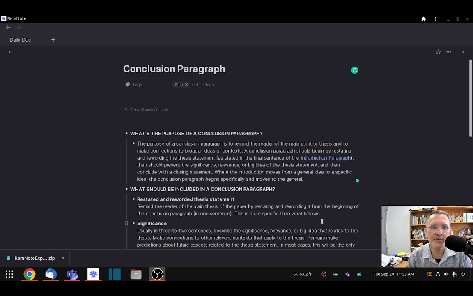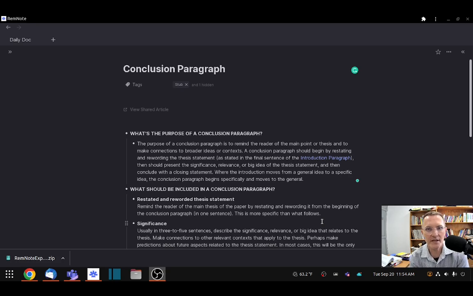With the conclusion paragraph, we want to do the opposite. We want to begin and reintroduce the thesis statement and then move to the general. So the very first sentence of our conclusion paragraph will be the restated, reworded thesis statement, essentially saying the same thing, but in different words, presenting the general idea of the entire essay.